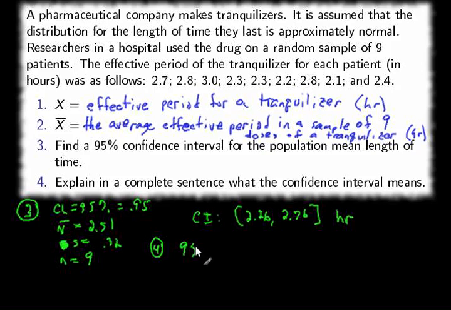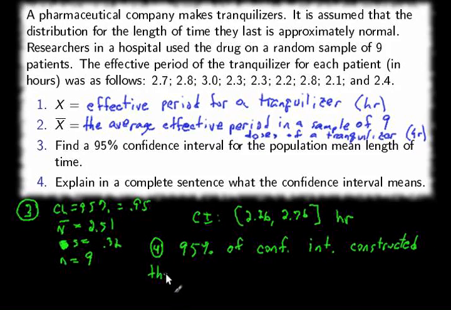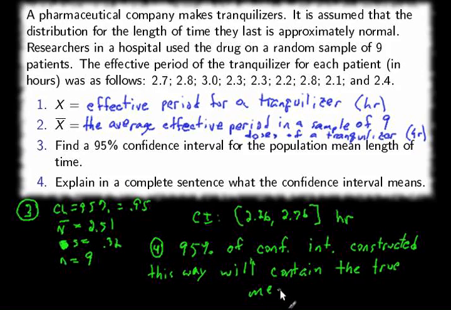What we're saying is that 95% of confidence intervals constructed this way will contain the true mean. So we can be 95% confident that our interval contains the true mean, mu.